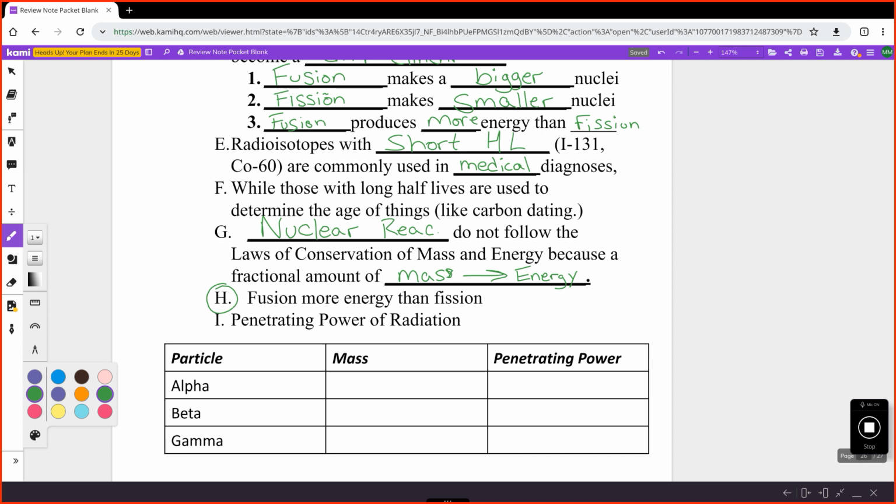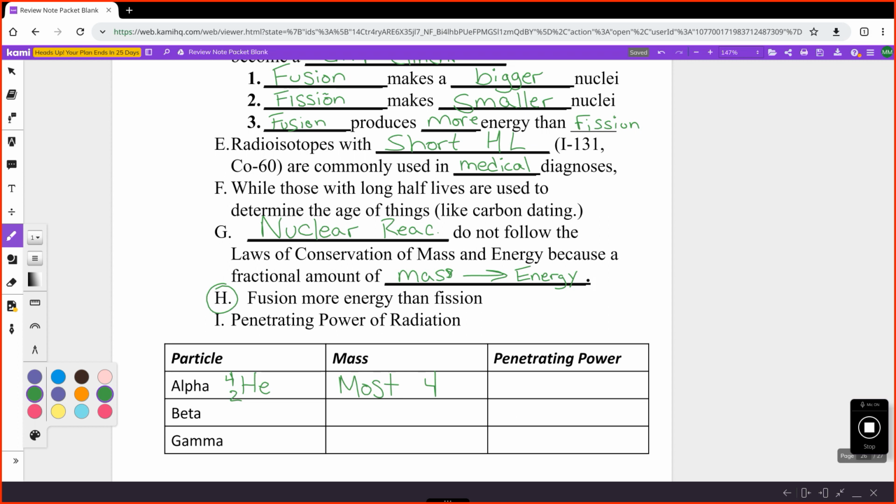Lastly, the penetrating power of radiation. Alpha, beta, gamma. How do they compare? Well, as far as mass is concerned, alpha has the most mass. It's got a mass of 4. How do I know that? Well, on Table O of your reference table, it tells you that an alpha particle can be represented by He-4-2, a helium atom. An alpha particle is just a helium atom. It has the most mass.